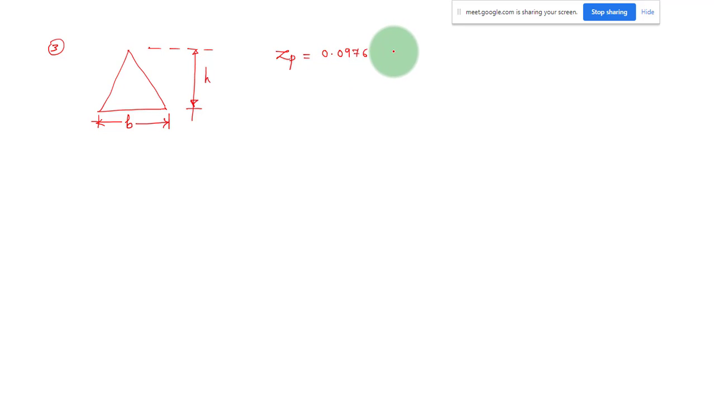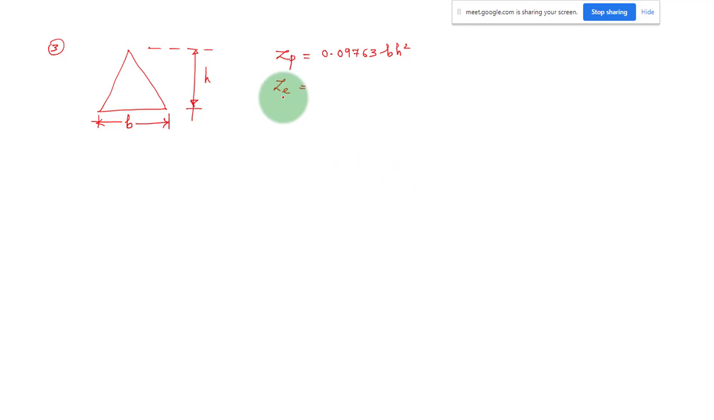This value is not so important. If you want, you can remember it, but there is no need. But the circular section and square section are all important. I am talking about the ZP value, the equation for ZP: d cubed by 6 and b d squared by 4.